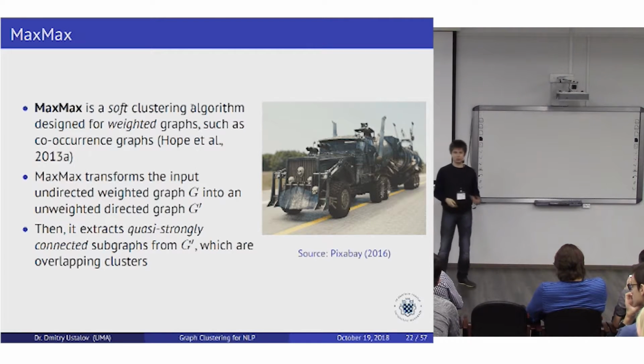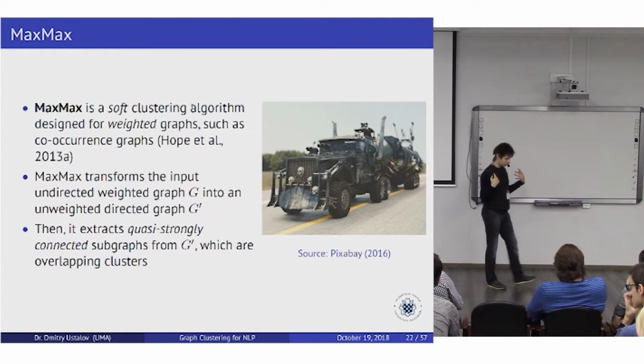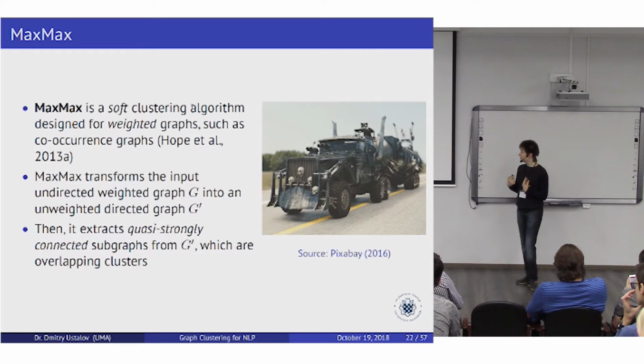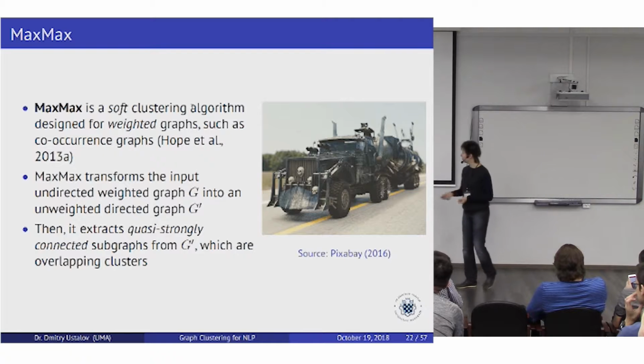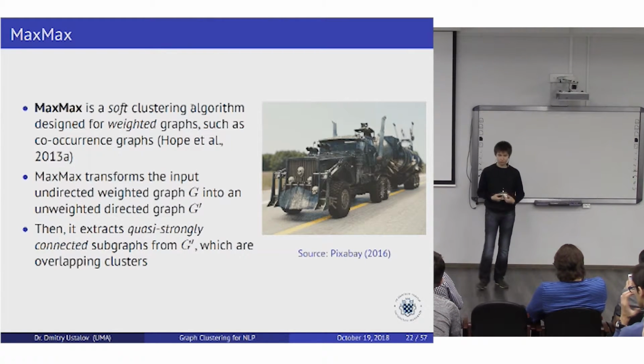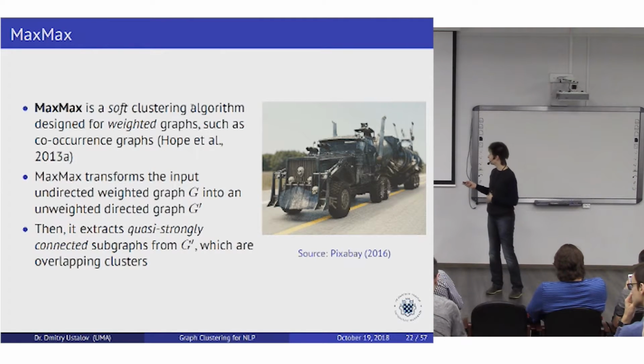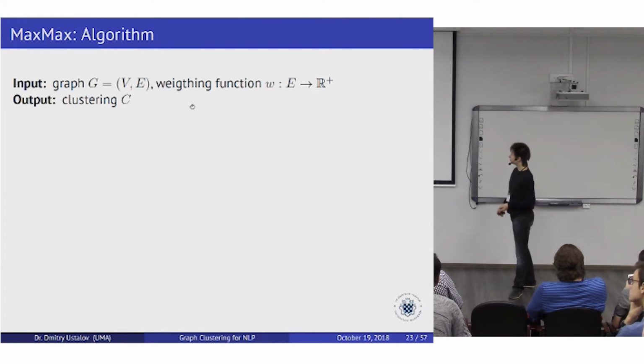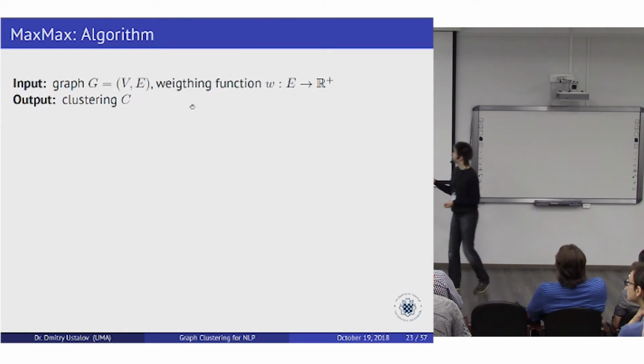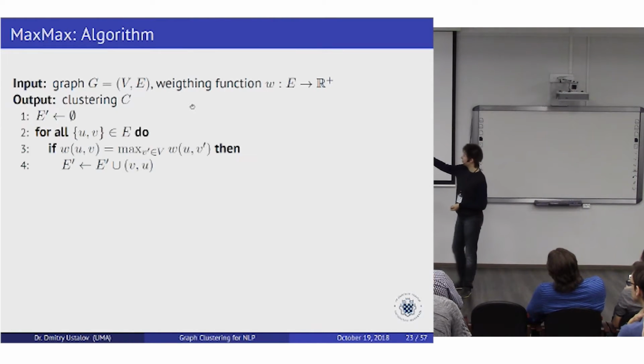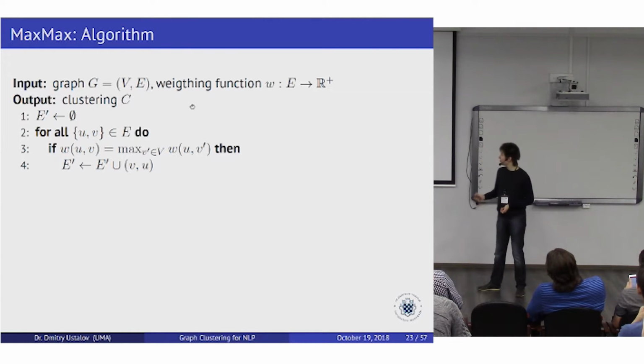And this algorithm does two things. First, it tries to represent the input graph as a directed representation, and it uses this representation to capture the overlapping clusters. Let's see how it works. You have weights, you have a graph as input, and as the output, of course, you have clustering. Let's have a look.